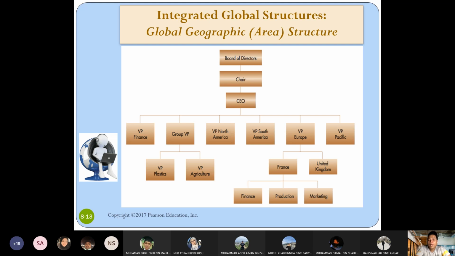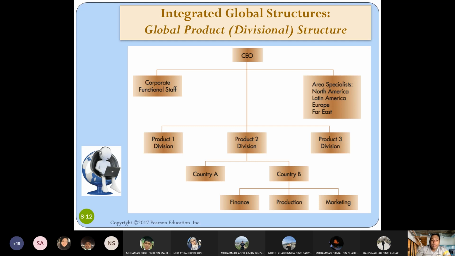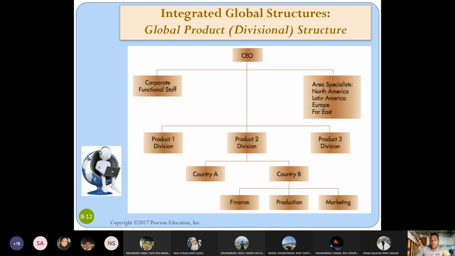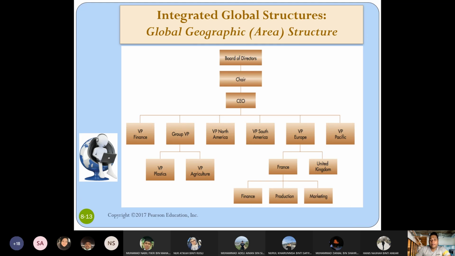So these are the differences. One is based on the product, the product divisional structure. This one is based on the area; they are focused by area, based on the country. So that is the difference in the integrated global structure between the divisional and the area structure. Okay, so far so good.